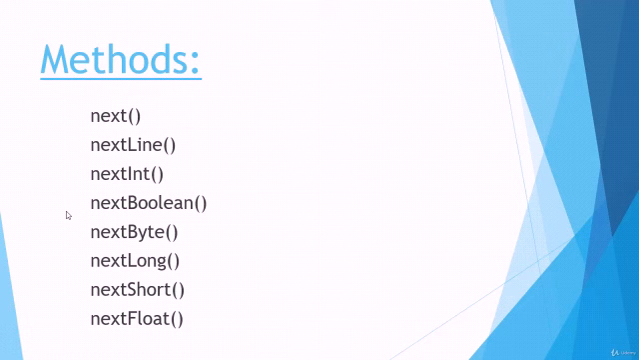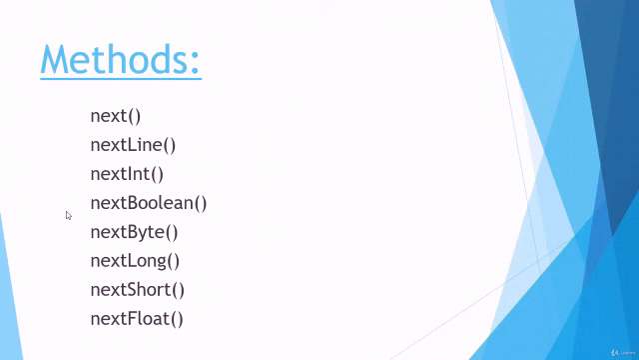Next we have nextInt, which basically gets data from the scanner and then converts it into an integer and then shows us the result. Then we have nextBoolean. In the same way, it converts data into boolean type and then gives us the result, and the same for byte, long, short and float. So in this way you can take any type of data as input from the user using this scanner class and its methods. So I hope you understand how we can take input from the user.